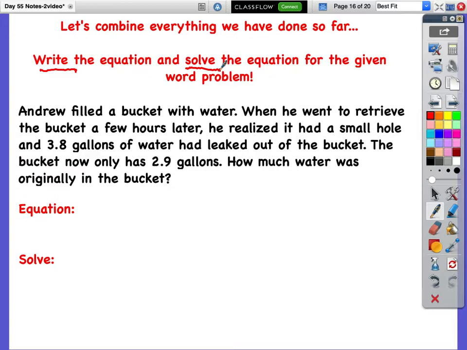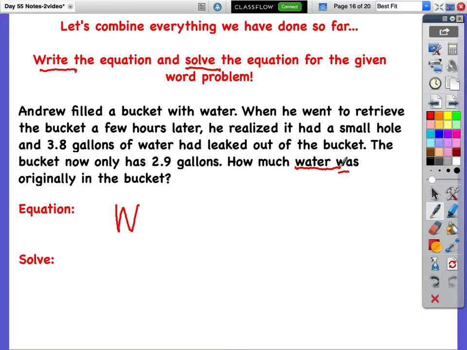So when we started at the beginning, or when Andrew started his life with a bucket for this problem, that bucket had a certain amount of water in it. And we don't know how much water. I mean, that's what we're looking for. How much water was in it originally? We don't know. So we're just putting a W there. That's our unknown. That's our missing amount. We have no clue what that is.